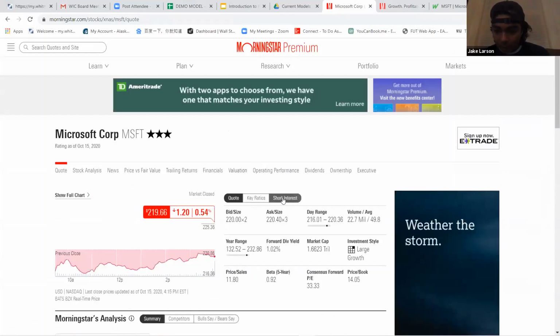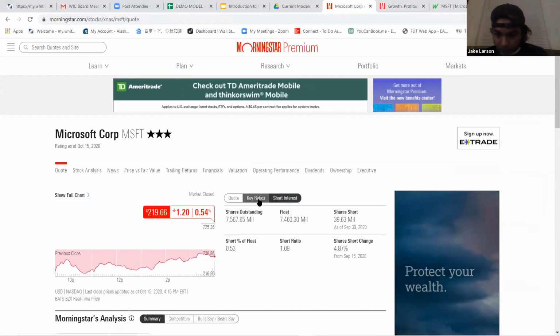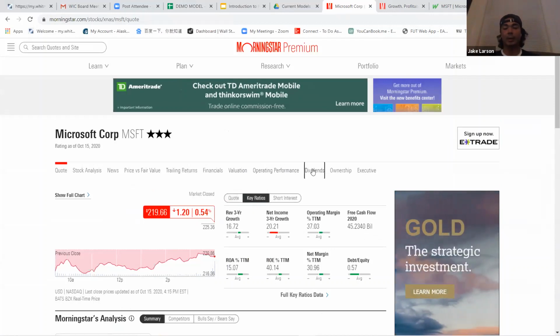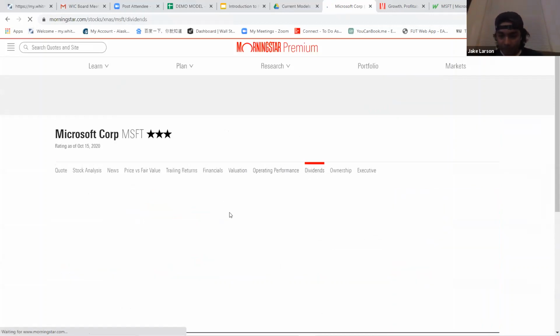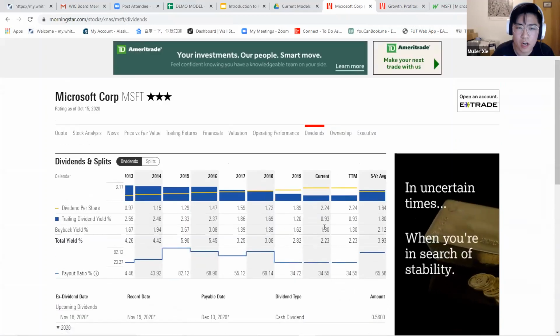It's over on the right. Oh, it might be over here too. It's under the dividends tab on the top. Yeah, okay. Usually I like to use the one in Yahoo Finance.